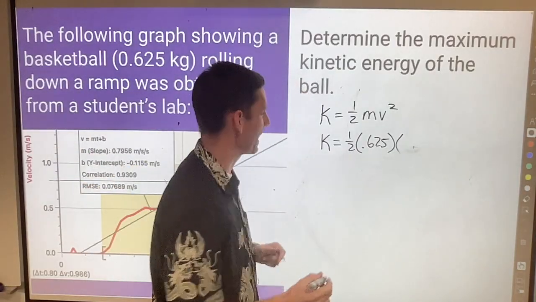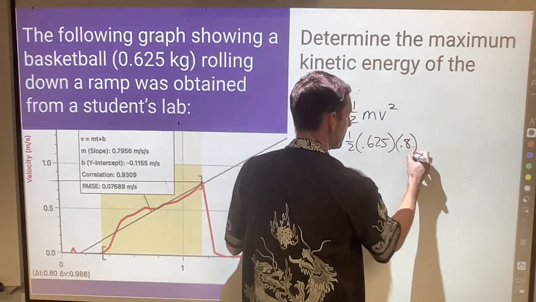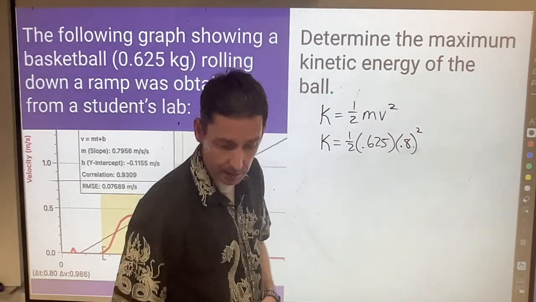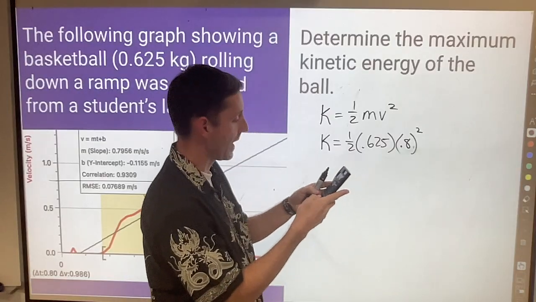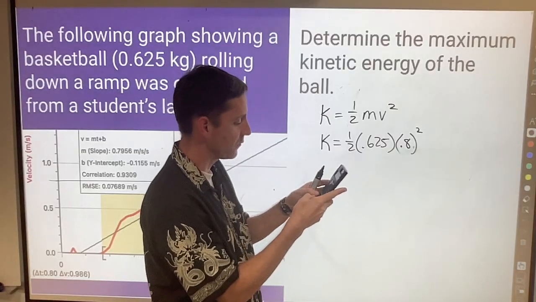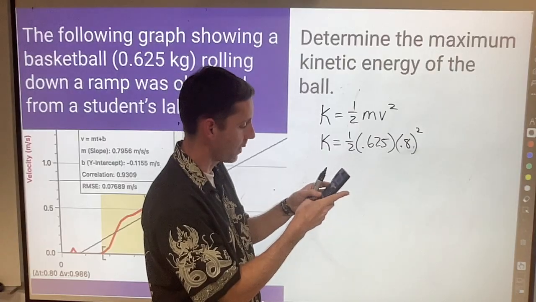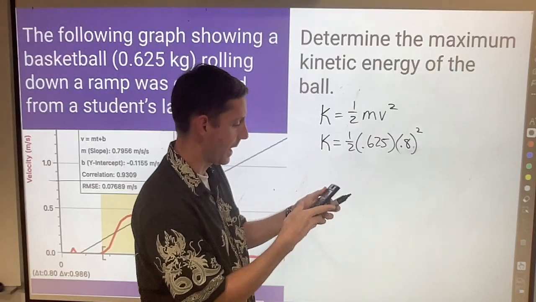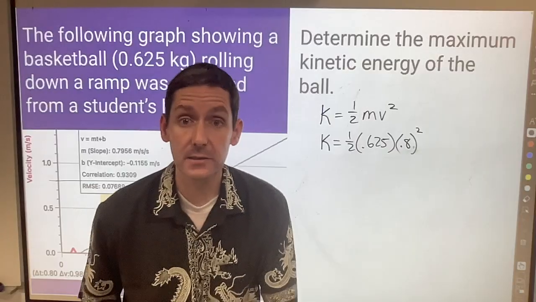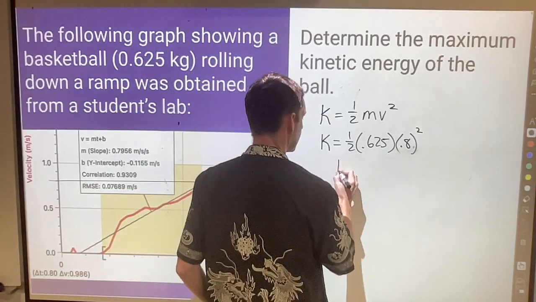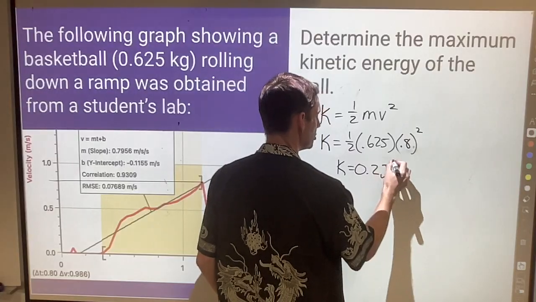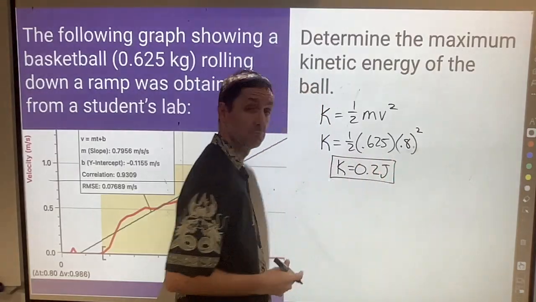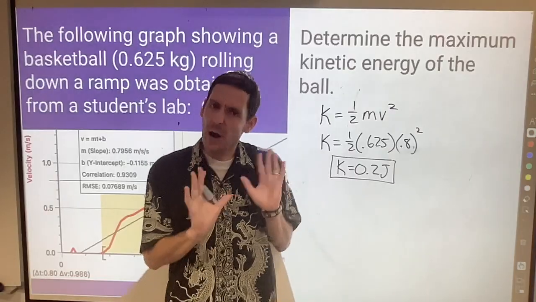So I'm going to go ahead and put that in. I'm going to go 0.8 meters per second and then square it. Now I can use my handy dandy calculator. So 1/2 times 0.625 times 0.8 squared, and I get 0.2. All right, so my kinetic energy is 0.2 joules. There we go.